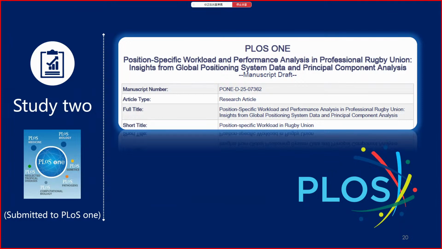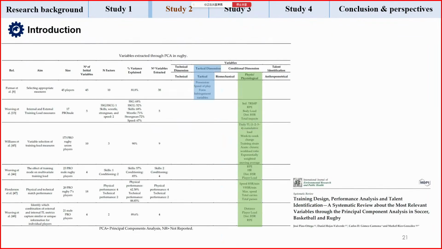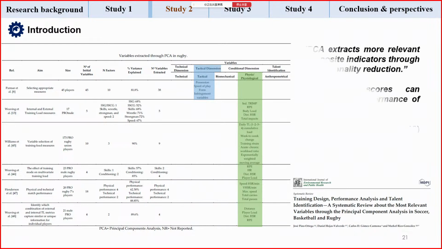After comparing GPS-based training load differences among positions during pre-season, we explored how this pattern shifted during in-season. This table presents the variables extracted through PCA in rugby research. Some studies have used dimensionality reduction of KPI, and others applied it to physical and physiological indicators such as RPE, high-speed running, and 3 types of ACWR.